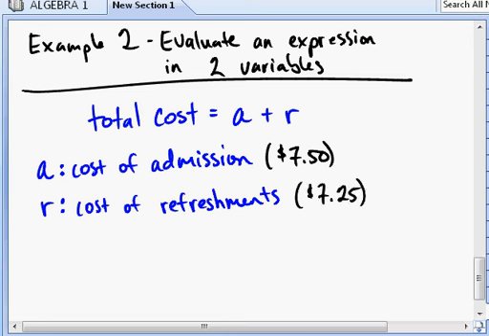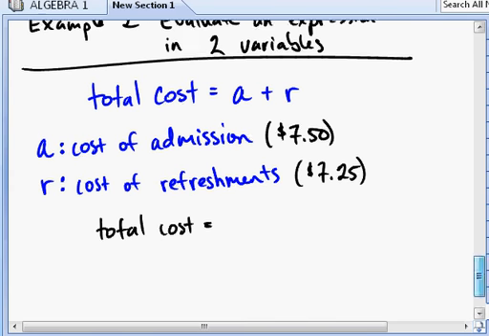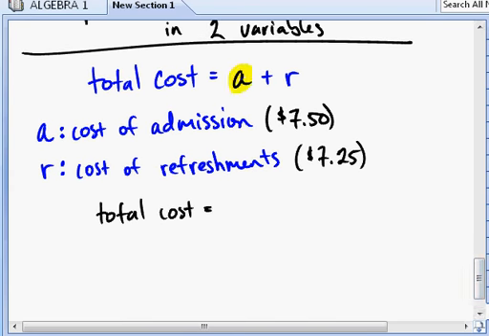Find the total cost. So total cost is, what am I going to put here? What am I going to substitute in for A? Good, yeah. I'm going to take A out and put 7.50 in its place, right? Because it tells me A is 7.50. So 7.50 plus, what am I going to substitute in for the R? Remember, it's a letter comes out, a number goes in. 7.25, that's the refreshments, right?